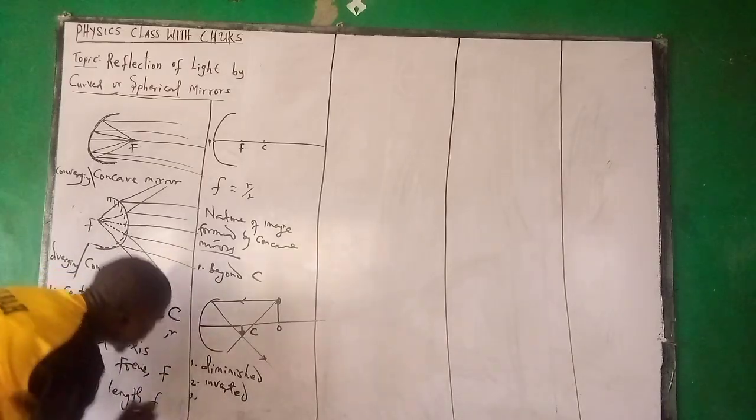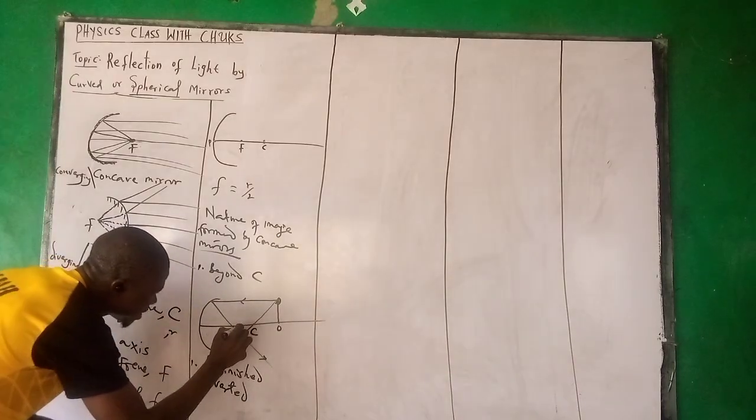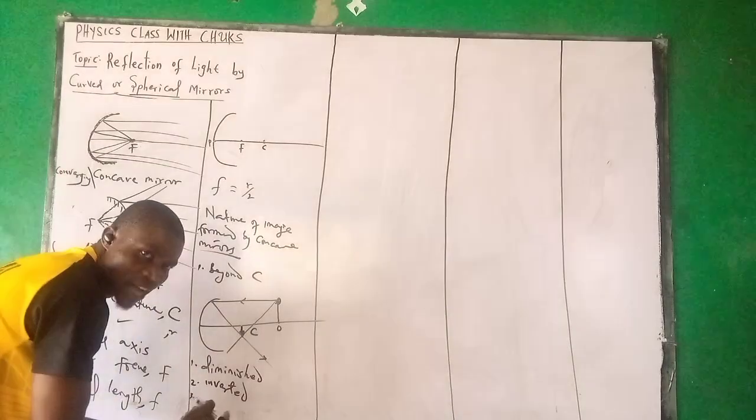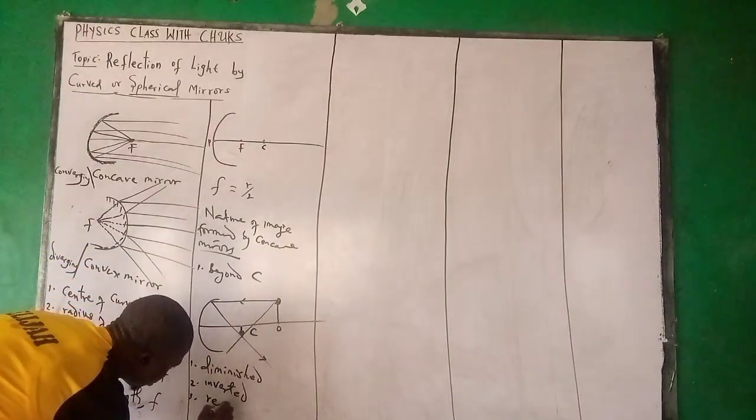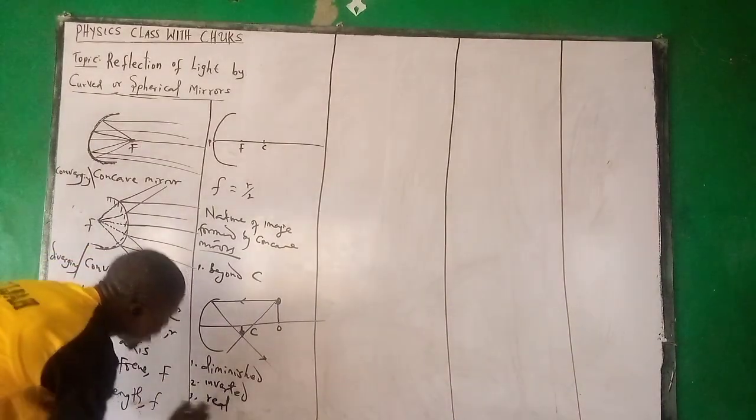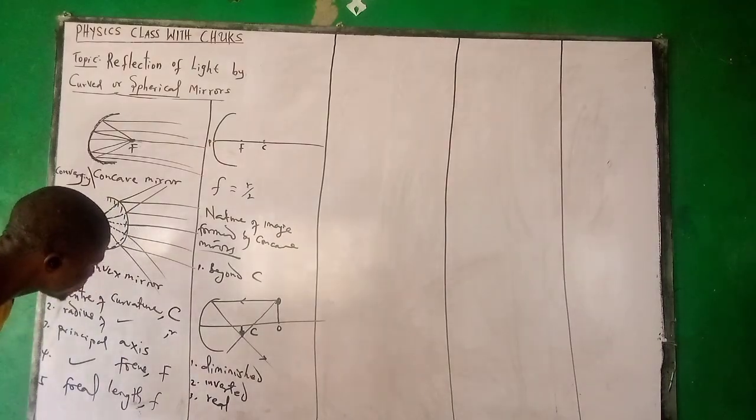Now next one. Watch this image. This image is as real as the object, right? So we call it a real image. Real image.